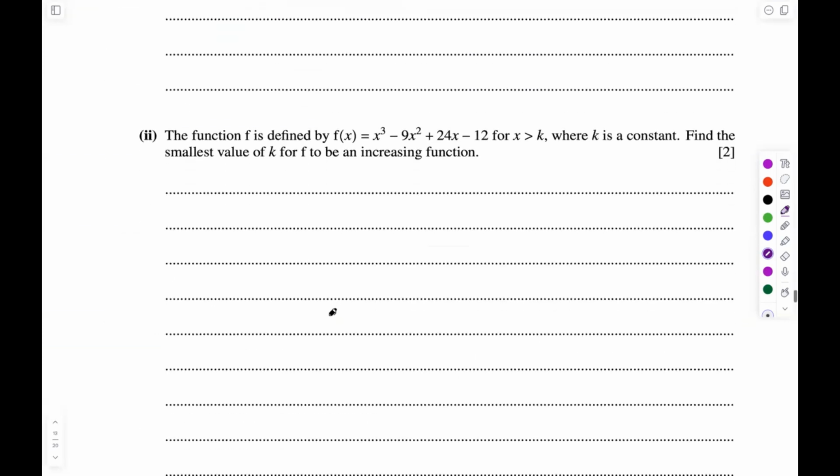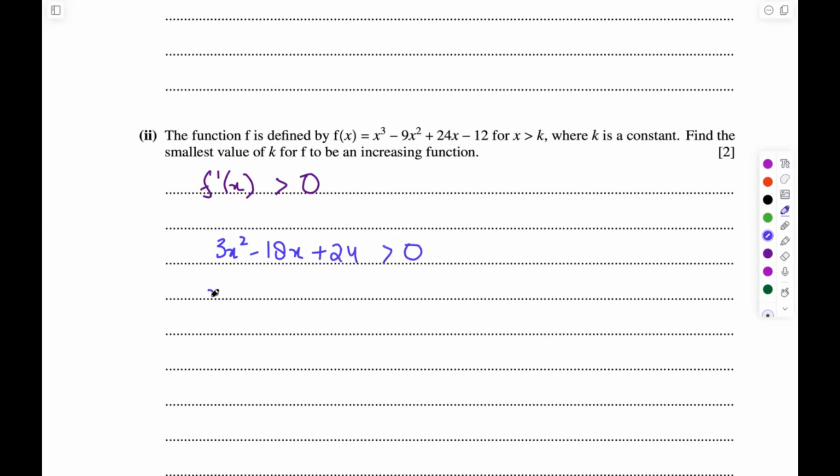In part 2, it says the function f is defined by x cubed minus 9x squared plus 24x minus 12 for x greater than k. We have to find the smallest value of k for f to be an increasing function. Now, for f to be an increasing function, the derivative f dash of x must be greater than 0. We know that the derivative was given by the expression 3x squared minus 18x plus 24, which must be greater than 0.